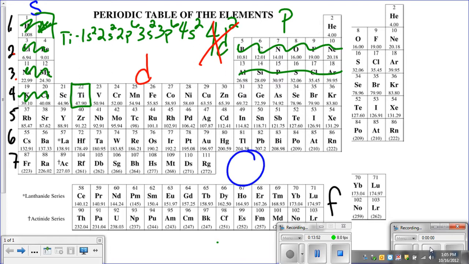S's are spheres. P's are dumbbells. And I said D's are weird-looking little shapes. But I specifically said they're smaller. They're closer to the nucleus. So when you get to the D sublevel, when you get to the D orbitals, they actually bump up 1 quantum energy level, 1 quantum number.